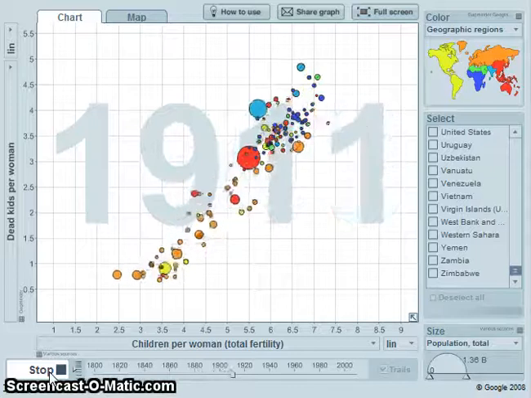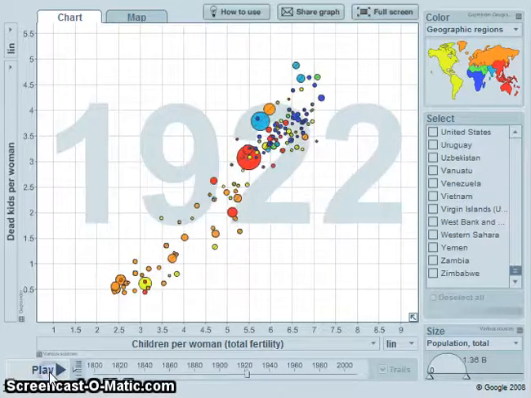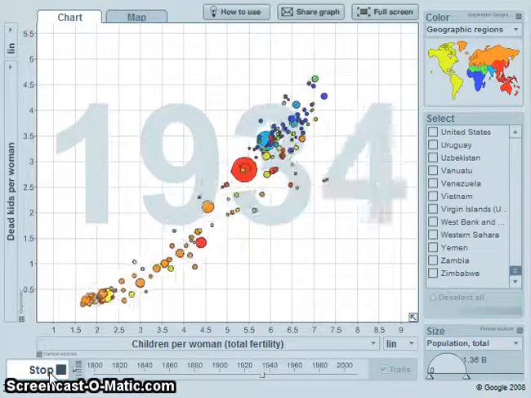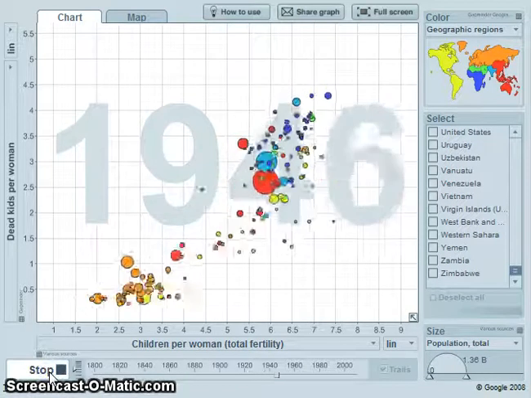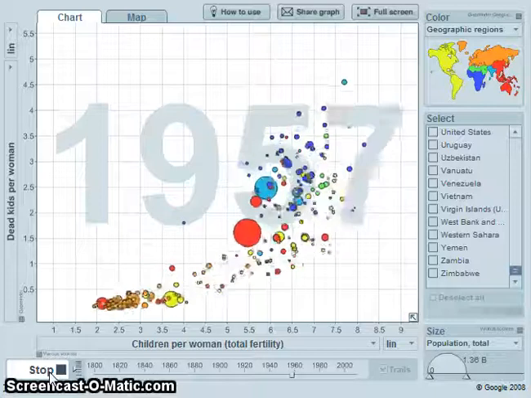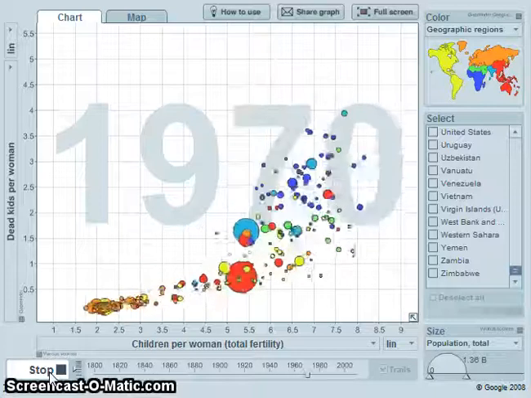In 1918, all the countries jolt upward quickly. This is caused by the Spanish influenza. And in 1940, all the deaths fall. This is because World War II ends. You can see it right there. Throughout the whole world, the deaths and the children per woman slowly decrease over time.